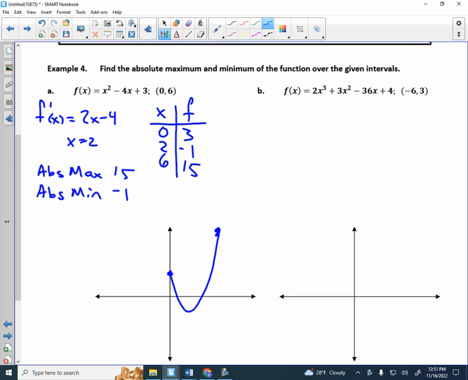No, it's not bad at all. The only thing different than finding the critical points is that now we're just checking the endpoints to see where it's at. That's all that's different. Well, in that case, 0 to 6. In this case, it's negative 6 to 3.